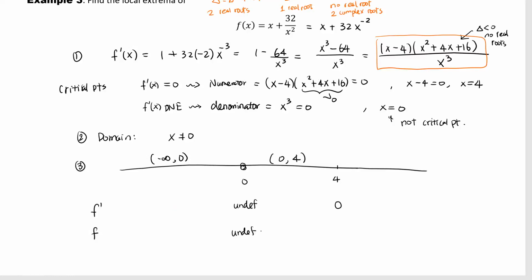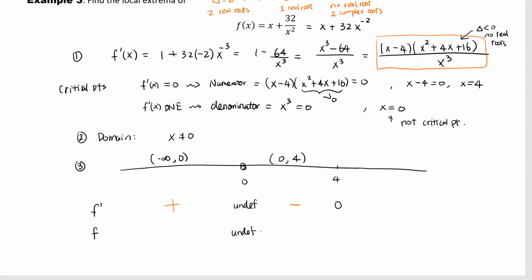Oops. Okay, and then on the interval from 0 to 4, we can plug in 1. 1 minus 4 is negative. The quadratic factor is positive. 1 cubed is 1, right? Positive. Oh, negative times positive, we get negative. Okay, so we have to be very careful.